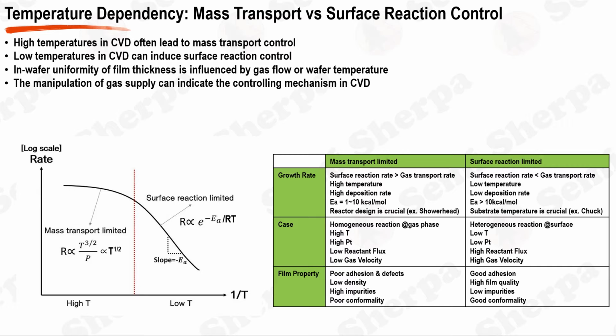Hence, designing hardware, such as showerheads, to promote a consistent gas supply becomes vital in achieving uniform film thickness within the wafer. On the other end of the temperature spectrum, in a low-temperature CVD process, the rate of surface reaction considerably declines. Under these conditions, the reactants are not as readily consumed within the gas phase as they would be in a high-temperature environment. This surplus in reactant supply induces a shift in the process regime, moving towards a scenario where the surface reaction rate governs the film growth rate, a situation referred to as surface reaction control.